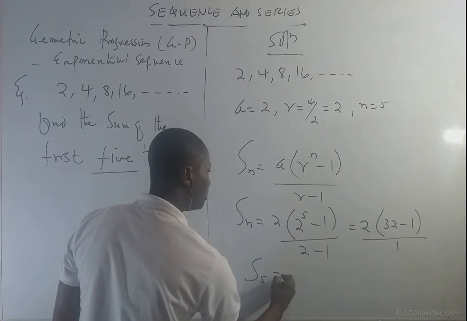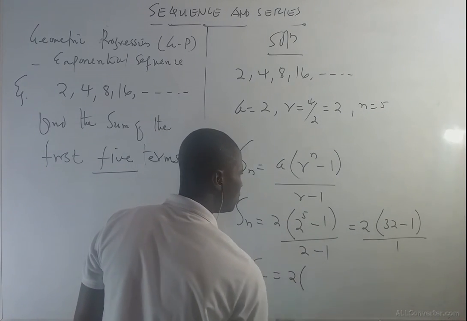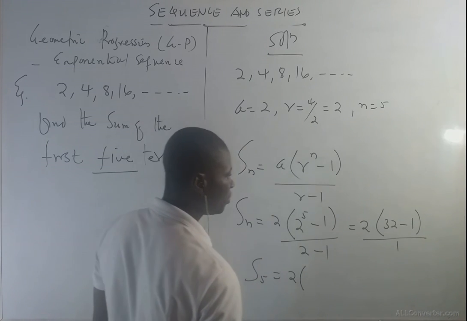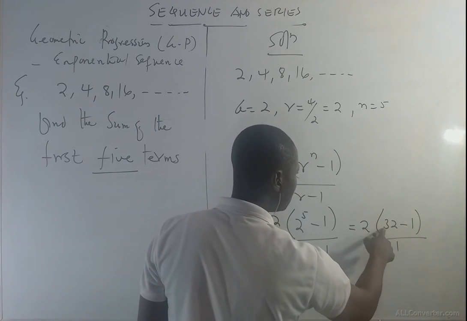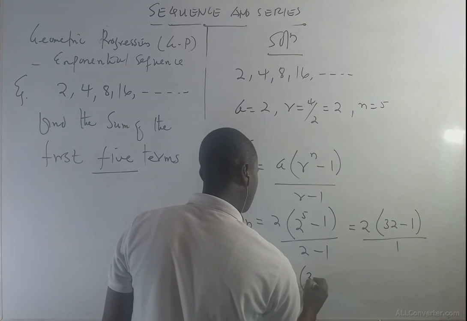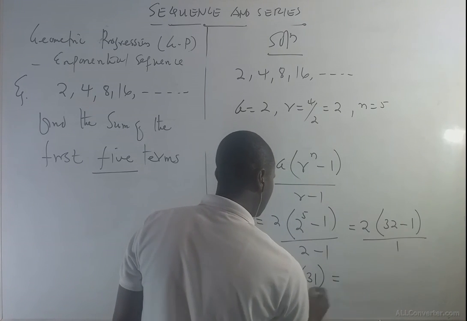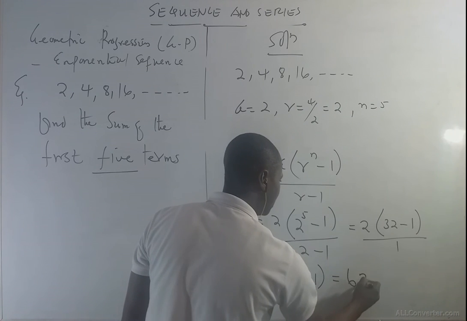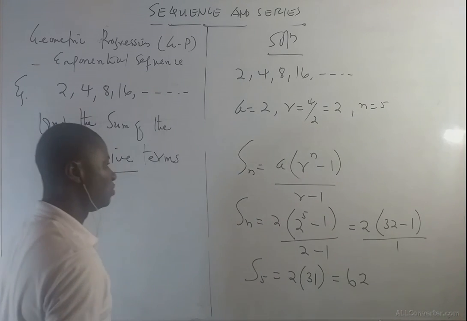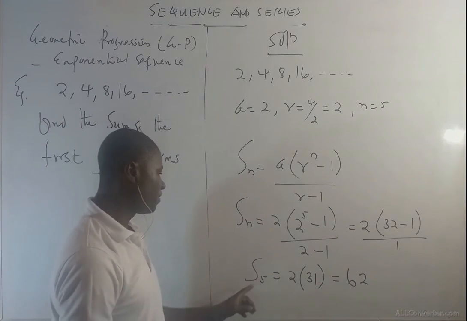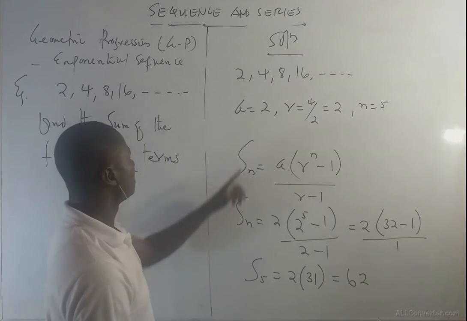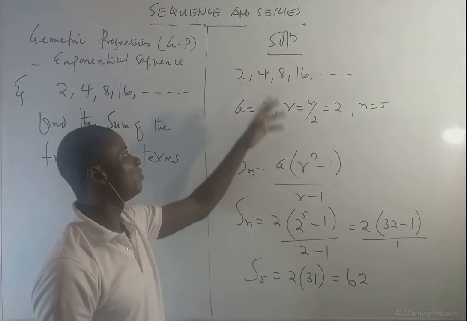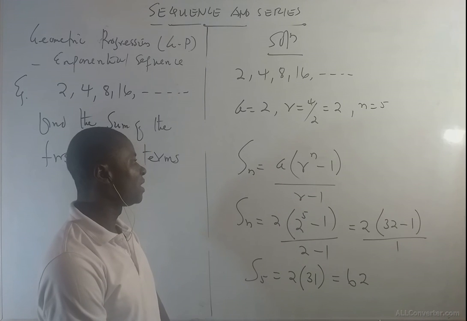So don't forget that n is 5. So S5 will be equal to 2 into brackets, and we have 32 minus 1, which will give us 31, and all divided by 1 is the same thing. So 2 times 31 will give us 62. So that is the sum of the first 5 terms of that particular sequence. And that's how we apply the formula.